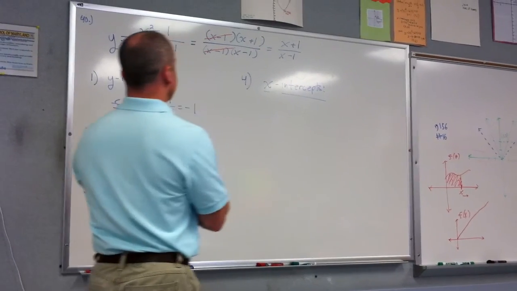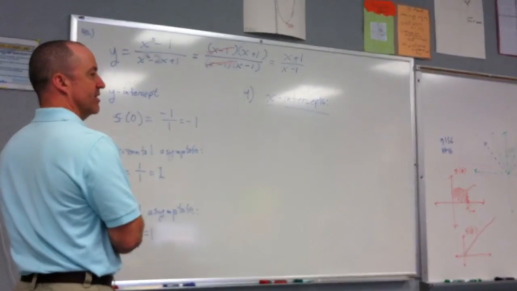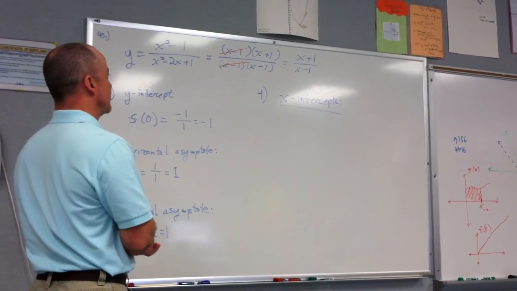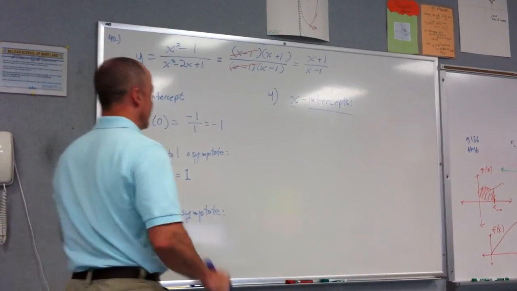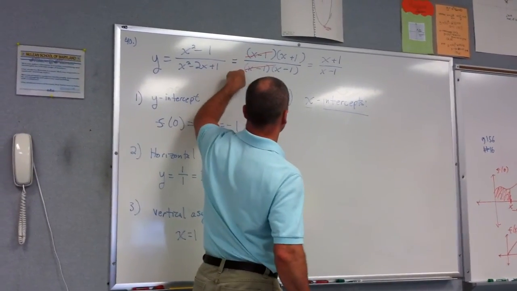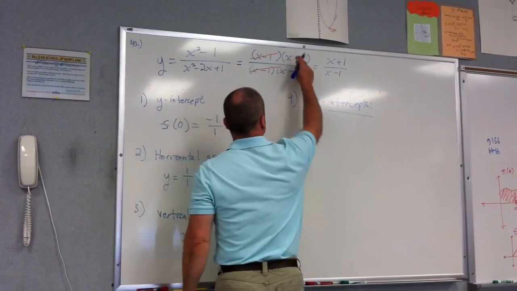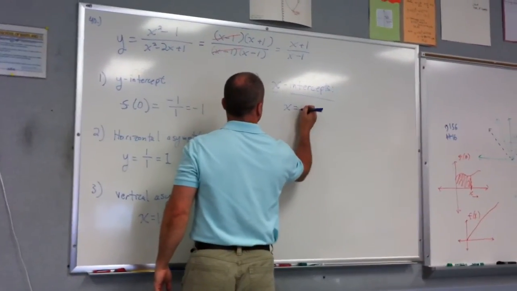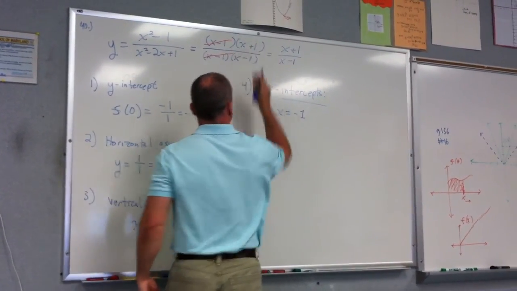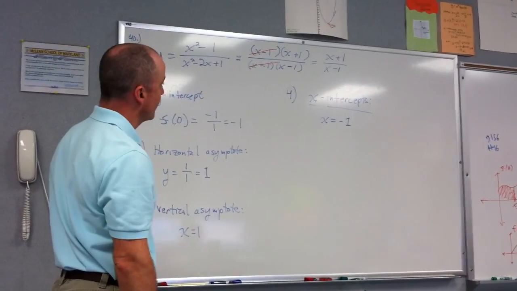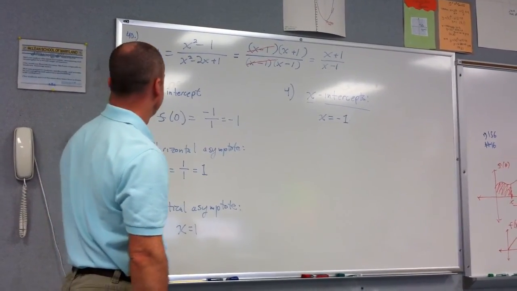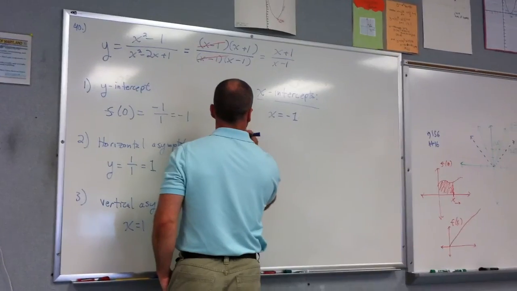The x-intercepts, what makes the top 0? Very good, Tyler. The x-intercepts are whatever makes the numerator, the top, 0, as long as it's not 0 over 0. So the only thing I see is if x is equal to -1, we will get a 0 on the top. It's the fifth thing I said to look for.